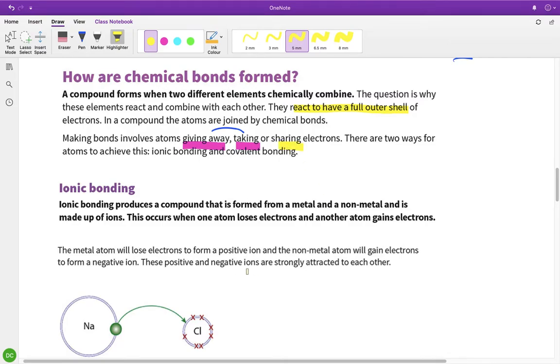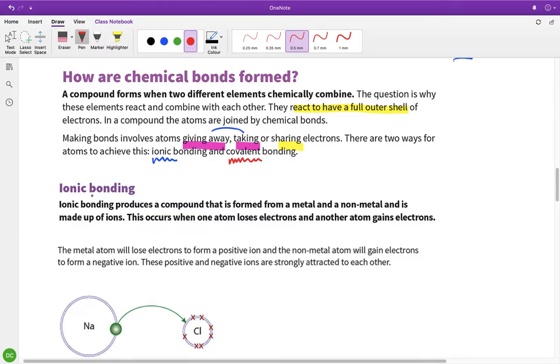So basically, they're going to give away or take electrons, or they're going to share. Okay, and they have 2 names. The giving away and taking of electrons is called ionic bonding. And when 2 atoms share electrons, it's called covalent bonding. Okay, so you can see it here.